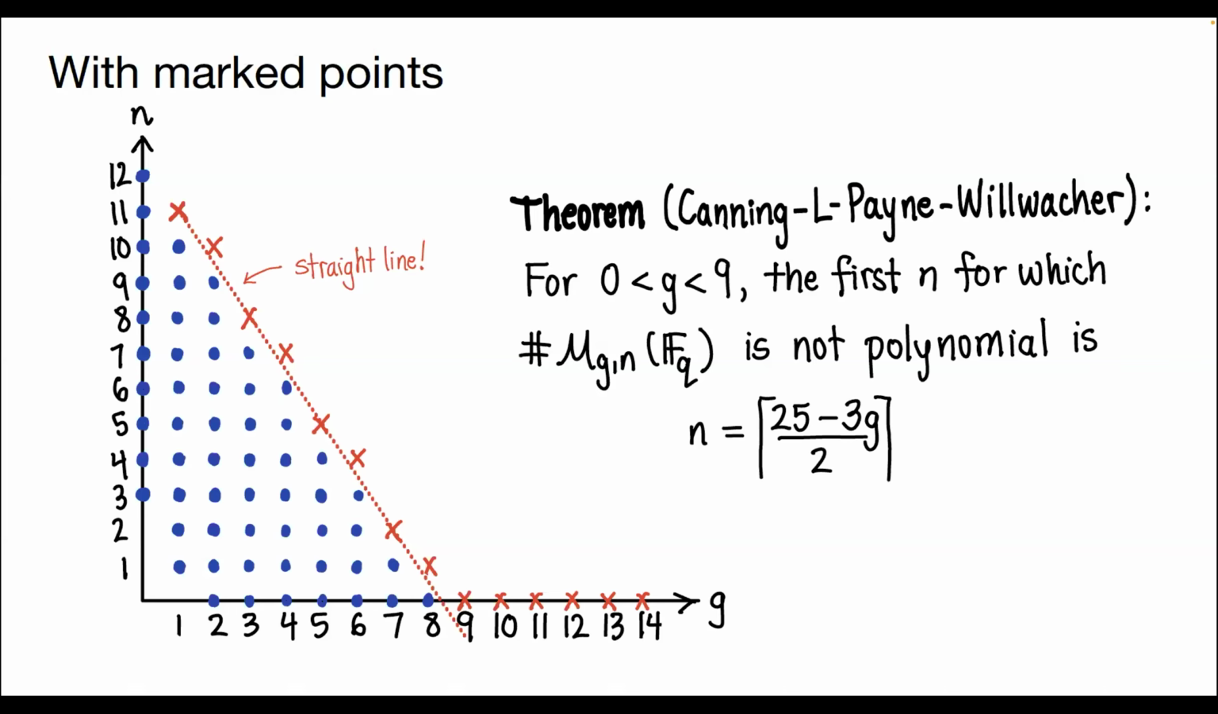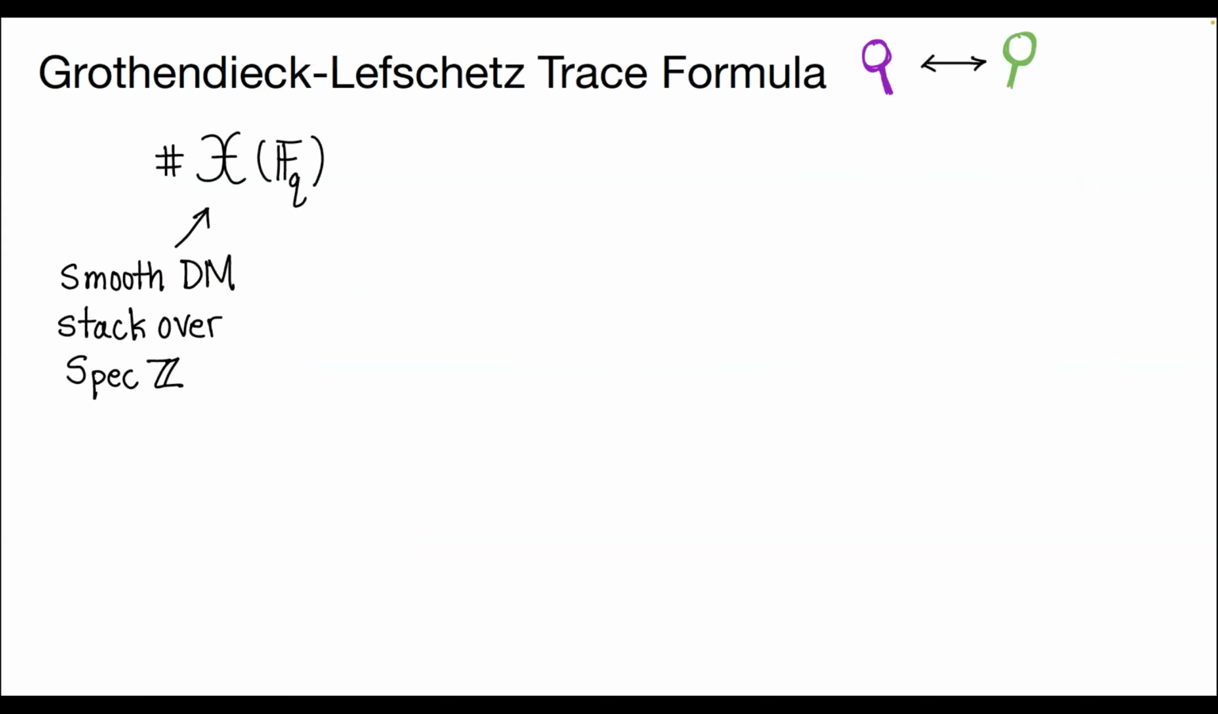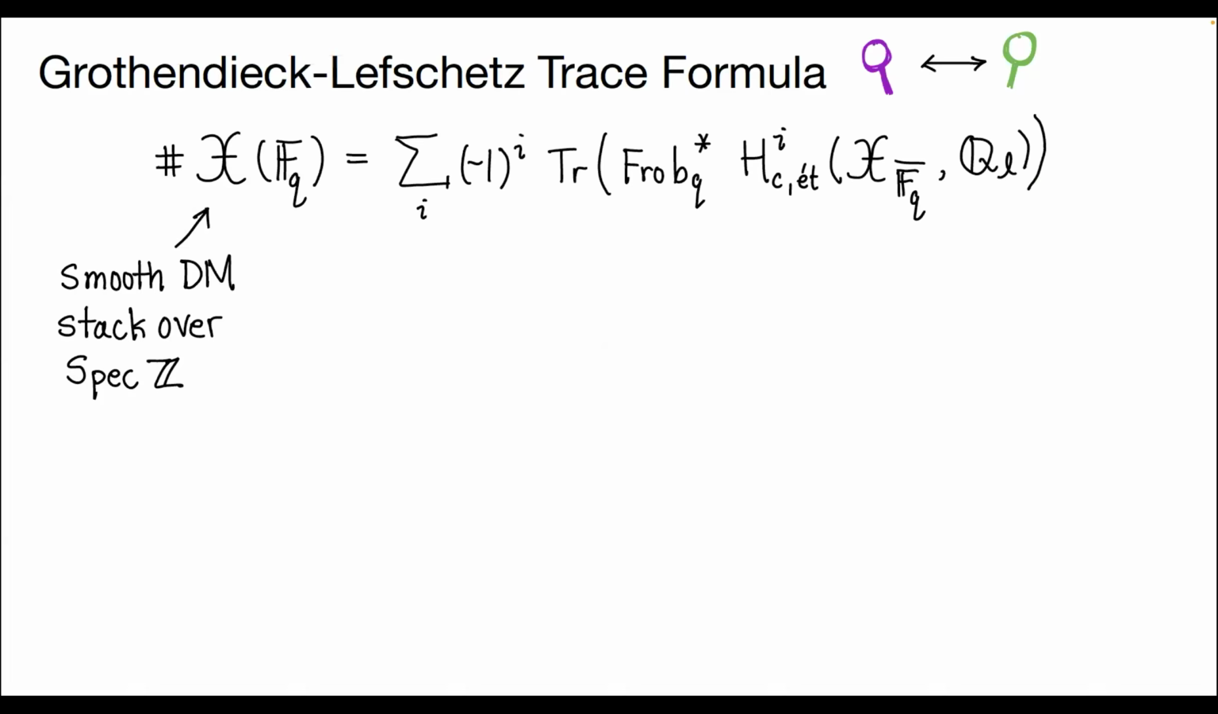So in the second half of my talk, I want to tell you about what goes into proving this theorem. One of the very important tools is the Grothendieck-Lefschetz trace formula. This is something that relates point counts to cohomology. This is going to be for X a smooth Deligne-Mumford stack over Spec Z. So its point counts are given by this formula here, this alternating sum of the trace of Frobenius acting on the étale cohomology of X over F_q bar.